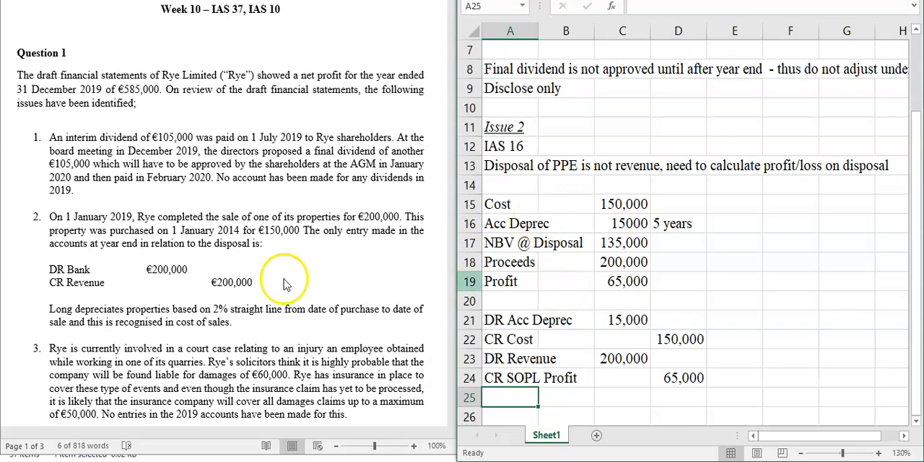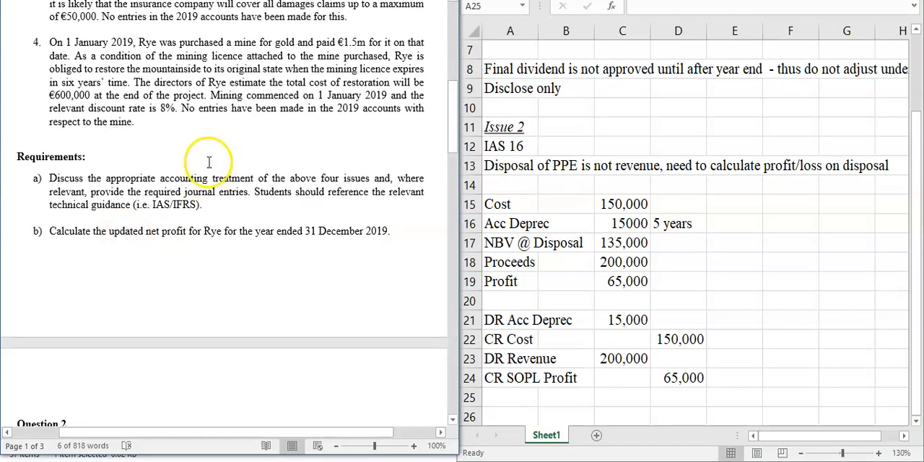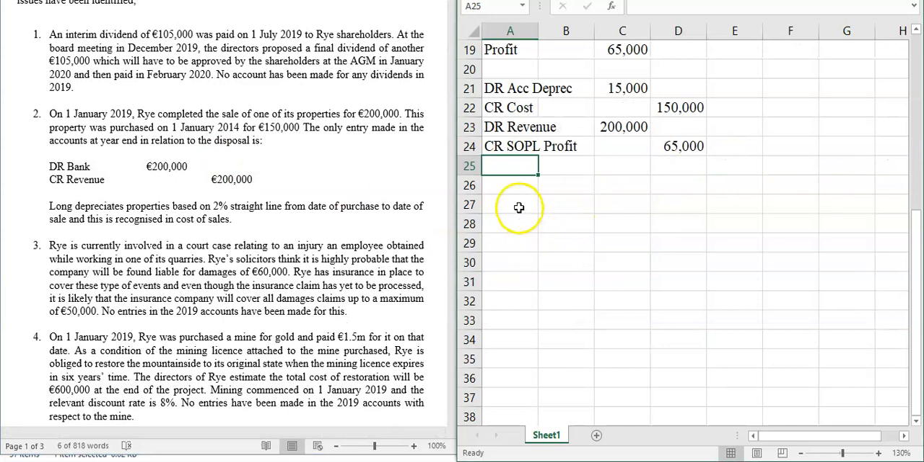And that's your issue 2 dealt with. Now don't worry, we'll come back to these again at the end and we'll deal with part B, the impact on profitability. Issue 3 then is to deal with a court case.